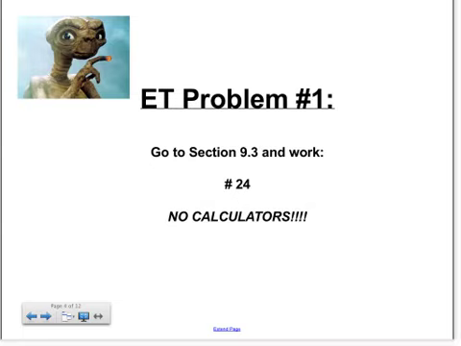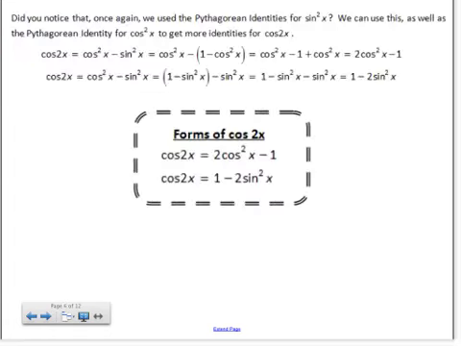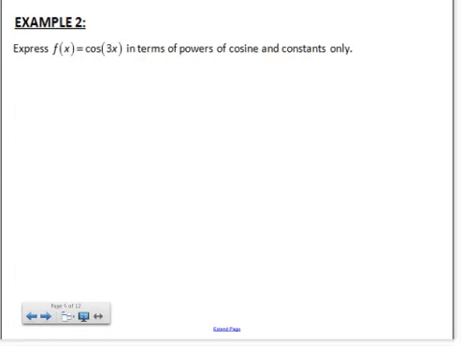All right, so next you're going to do the entrance ticket problem number 1 in section 9.3, number 24. No calcs, please. Okay, let's look at this one. What we're going to do here, this one gets very complicated. So we're going to divide it, we're going to make it into an A plus B.